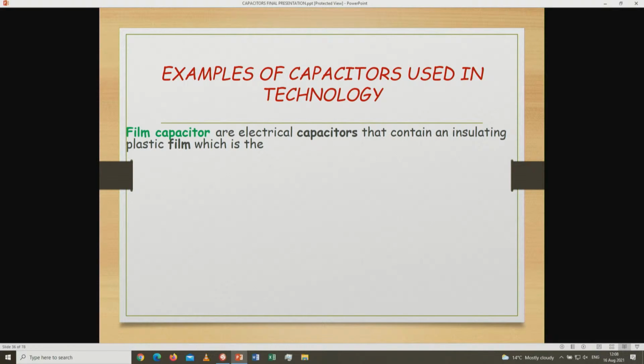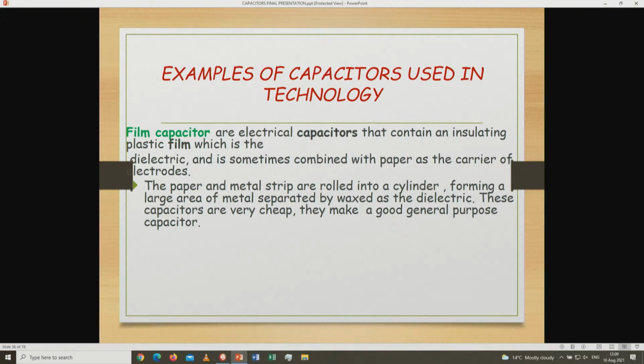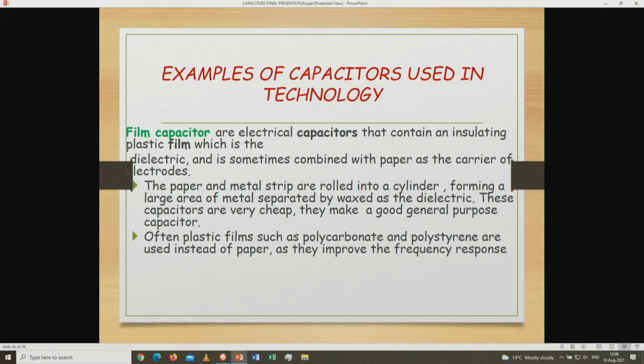Right, now let us look at examples of capacitors used in technology. We've got film capacitors, which are electrical capacitors that contain an insulating plastic film, which is the dielectric and sometimes combined with paper as a carrier of electrodes. The paper and the metal strip are rolled into a cylinder, forming a large area of metal separated by a wax as the dielectric. These capacitors are very cheap. They make good general purpose capacitors. Often plastic capacitors such as polycarbonate and polyester are used instead of paper as they improve the frequency response.